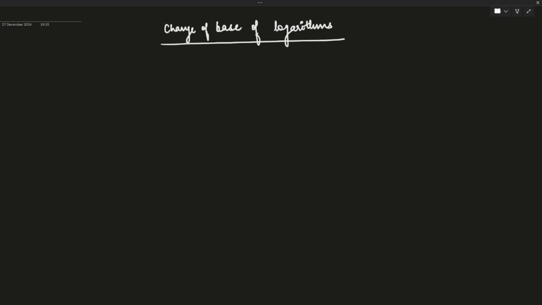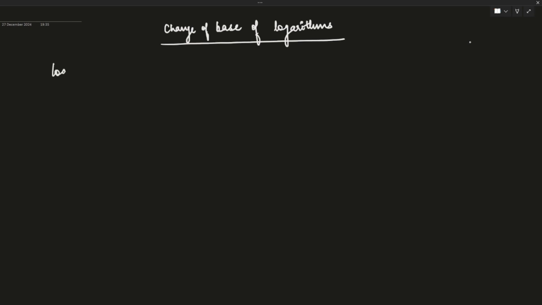Sometimes there are questions where you are just asked to change the base of the logarithms, or a question needs you to change the base of logarithms. Sometimes there's an equation and the bases of the logarithms are not the same, so you have to change the base of the logarithm to make them equal. I'll explain it and it will be clear once we are done with the example.